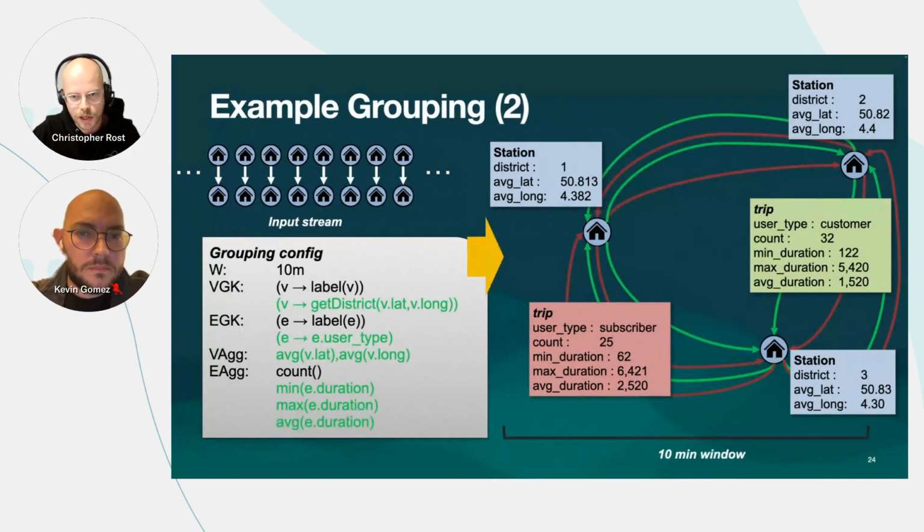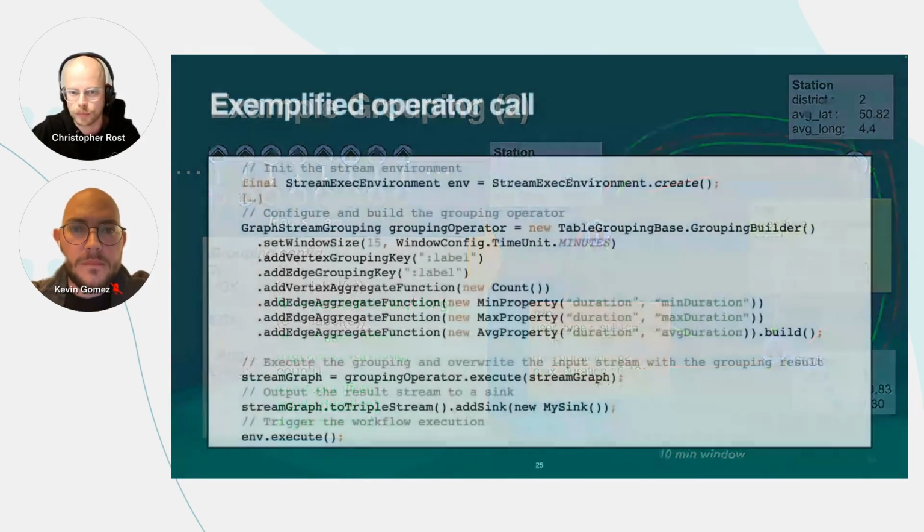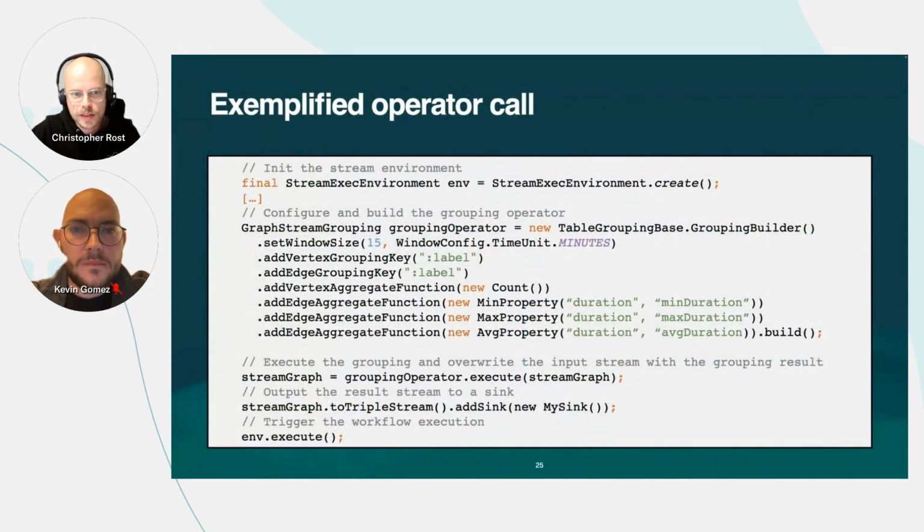And the result is here on the right side. So for every 10-minute window, we get this grouped result where we have the aggregated stations and two kinds of trips, one for subscriber user type, one for customer user type, with the according aggregation functions here. So the aggregation function leads to new properties in the resulting graph. Okay, this is how you can configure our operator.